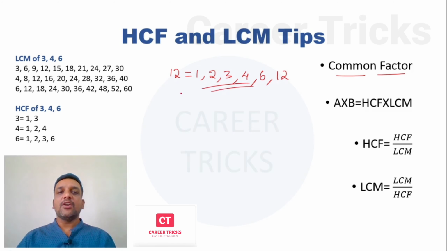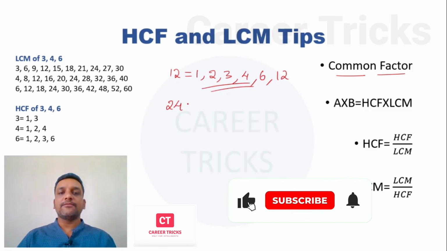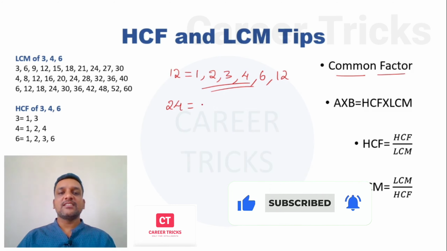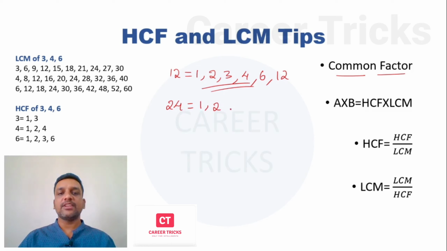Okay. Now I will take one more number, 24, and I will check its factors. 24 is divisible by 1, 2, 3, 4, 6, 8, 12, and 24. These are the factors of 24.